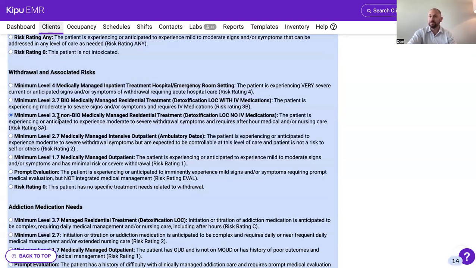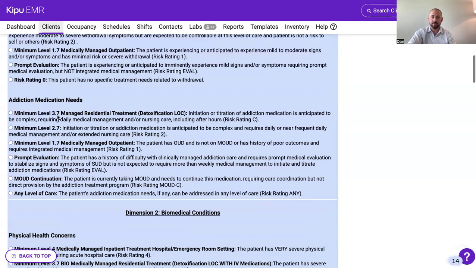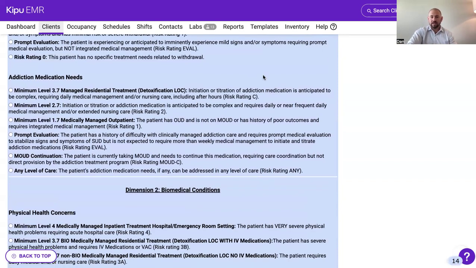So 3.7, we're focused on that, 3.7 and 3.5. Addiction medication, daily medical management and nursing care, including after hours. So they have a big focus. That's one of the new things with the ASAM 4 for addiction medication. So that's going to be Vivitrol, naltrexone, buprenorphine, Subutex, right? I think a lot of y'all are familiar. If you're not familiar with that, please Google it and then go ahead and ask other staff who are familiar, or I can do training on those.